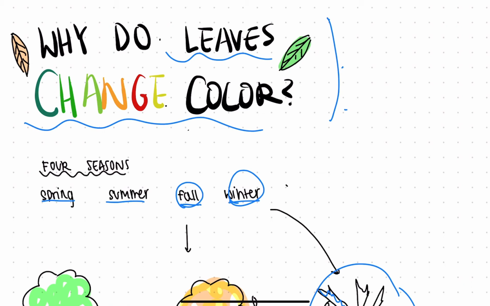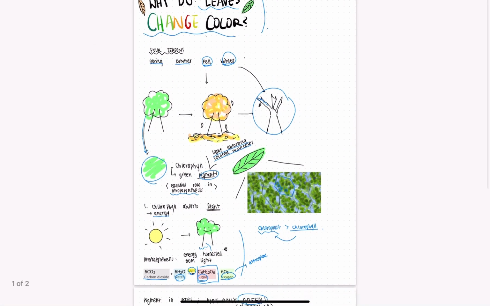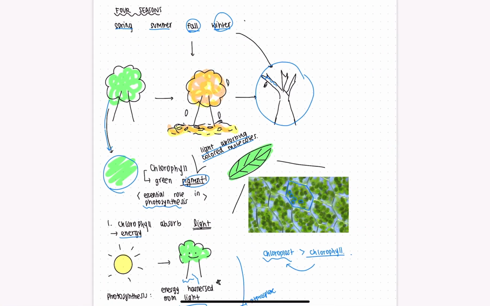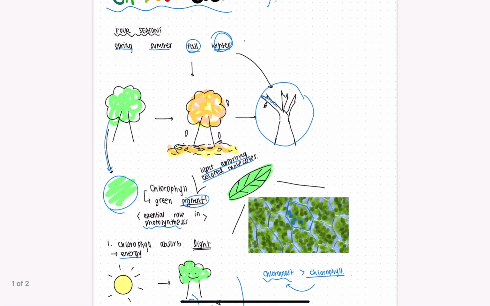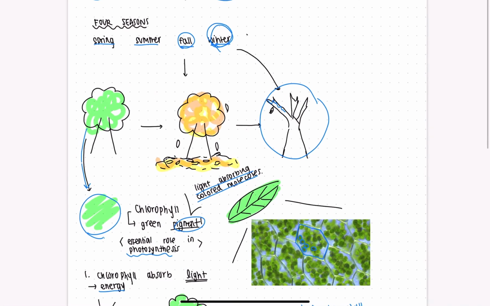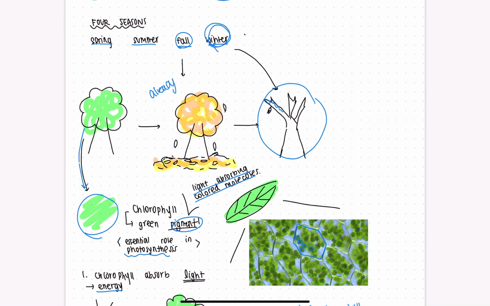So to organize what we have talked about today: leaves of trees change color because of the degradation, or the limited production, of chlorophyll during the season of winter, and other pigments that were already existent in the leaves are shown. They're shown to the world because there is no longer the overpowering green pigment.